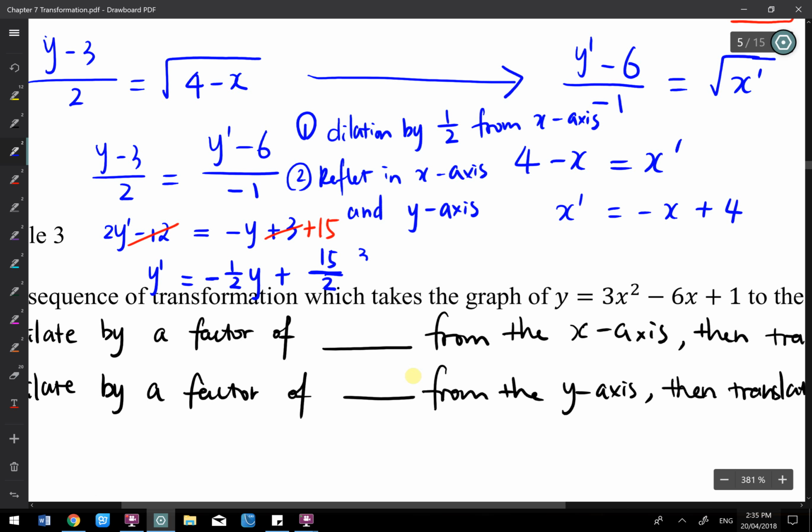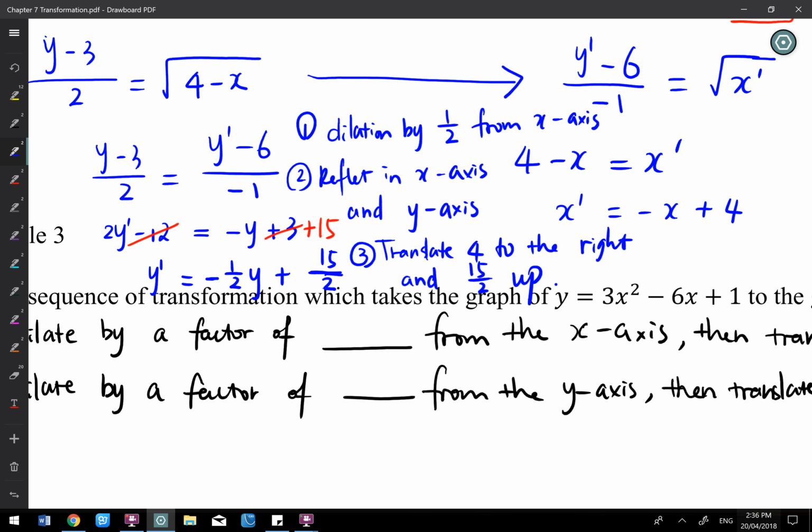And number 3 is the translation. Well, you move to the right. Translate 4 to the right, and 15 over 2 up. Okay, the order can't change. If you change the order, the numbers will change at the same time, so it will be different.